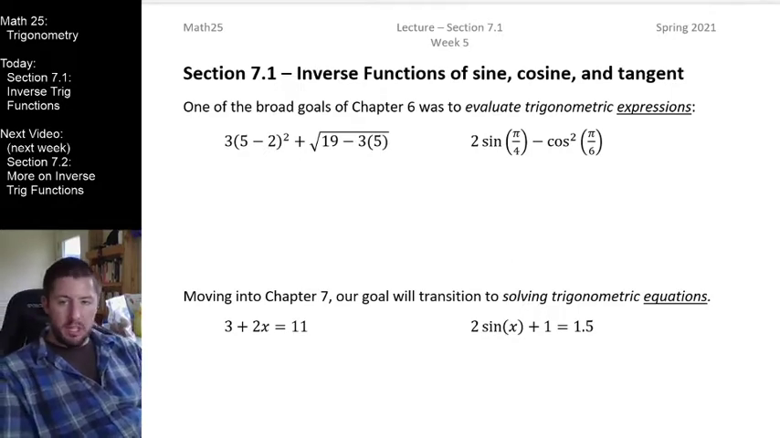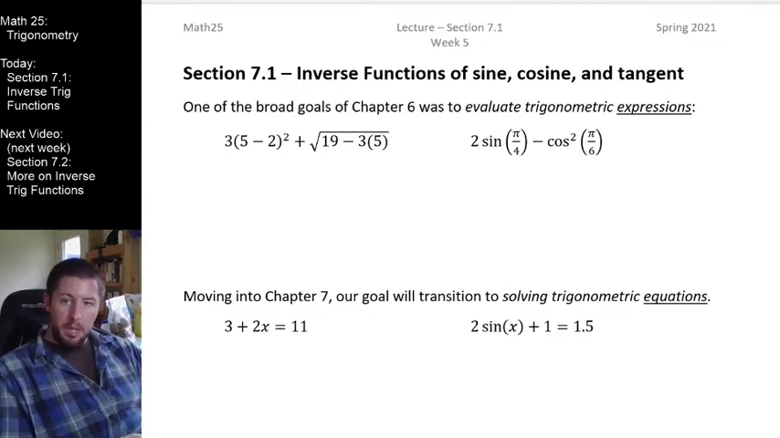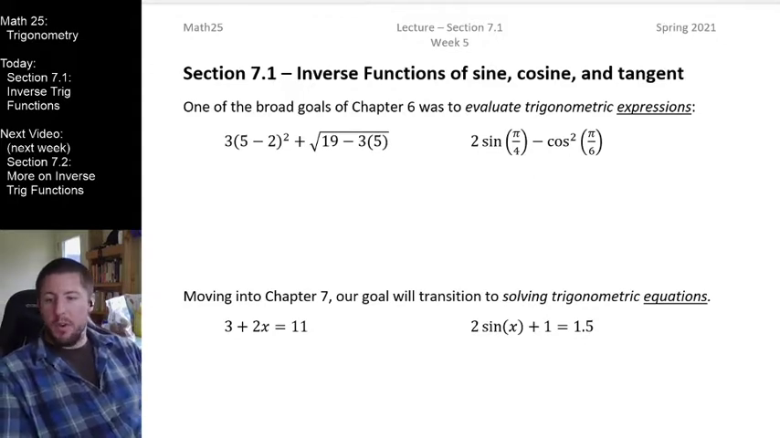Today, we're going to be looking at section 7.1, inverse trig functions. In particular, we're going to be looking at the inverse functions for sine, cosine, and tangent today. And so, as we're now transitioning into chapter 7, we spent the first chunk of the semester on chapter 6 learning about our trig functions.